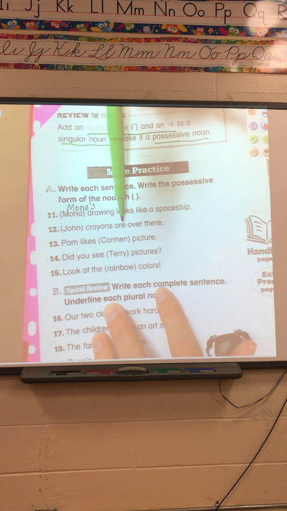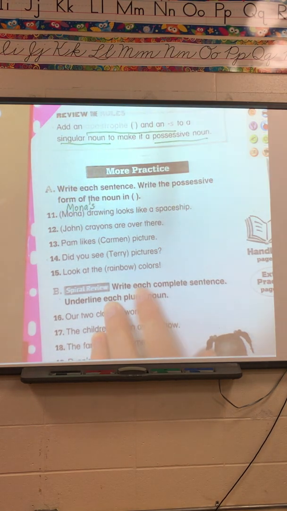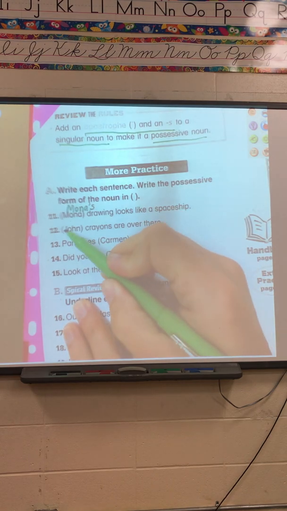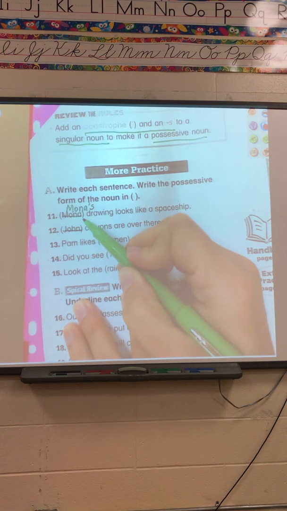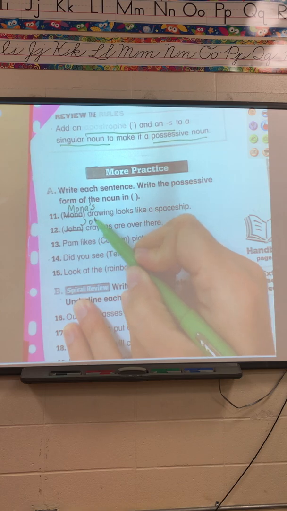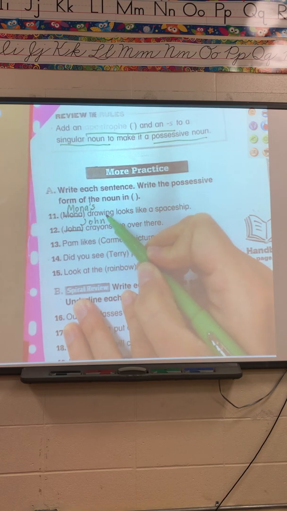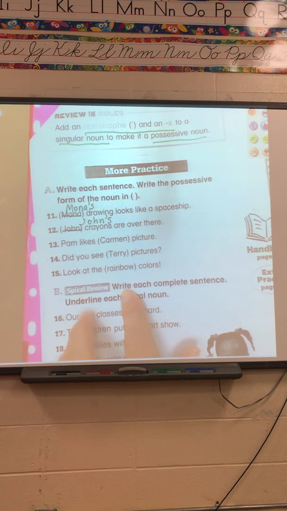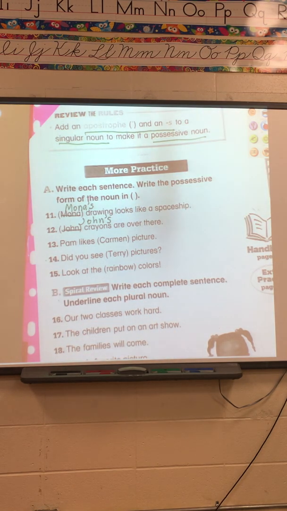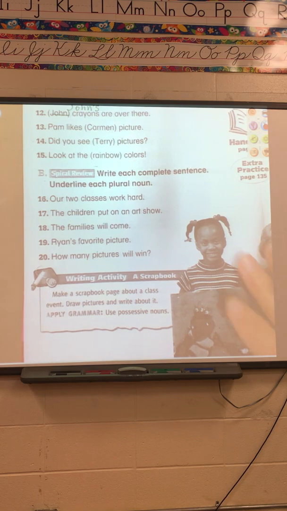Let's do number 12. John crayons are over there. Let's make John show ownership, okay? We're going to cross him out, and we're going to say J-O-H-N apostrophe S. John's crayons are over there. So you'll do 13 through 15, just like I did those. Now let's look at part B. If you need to pause this video to finish 13 through 15, do that.